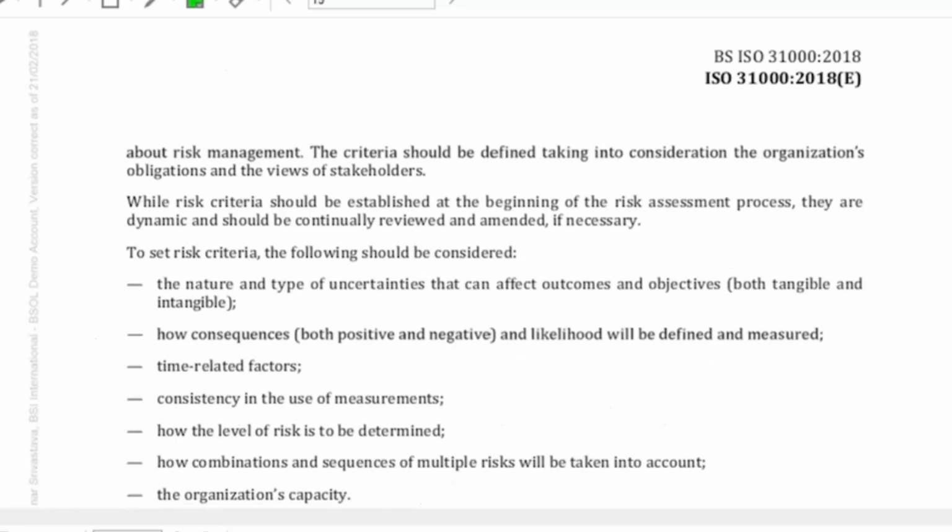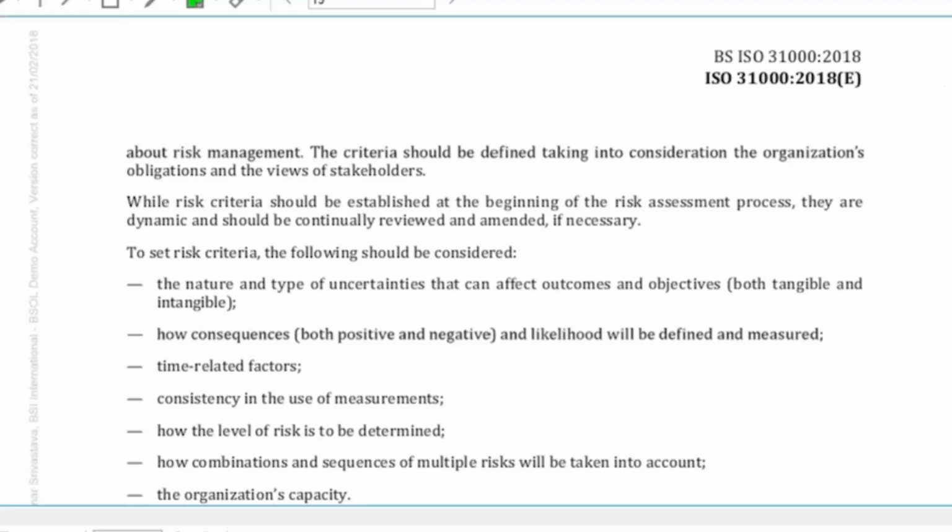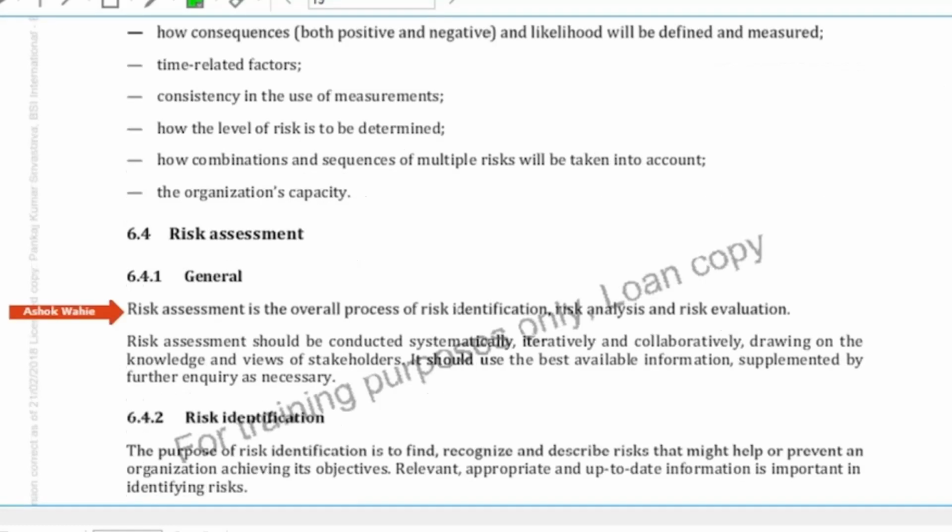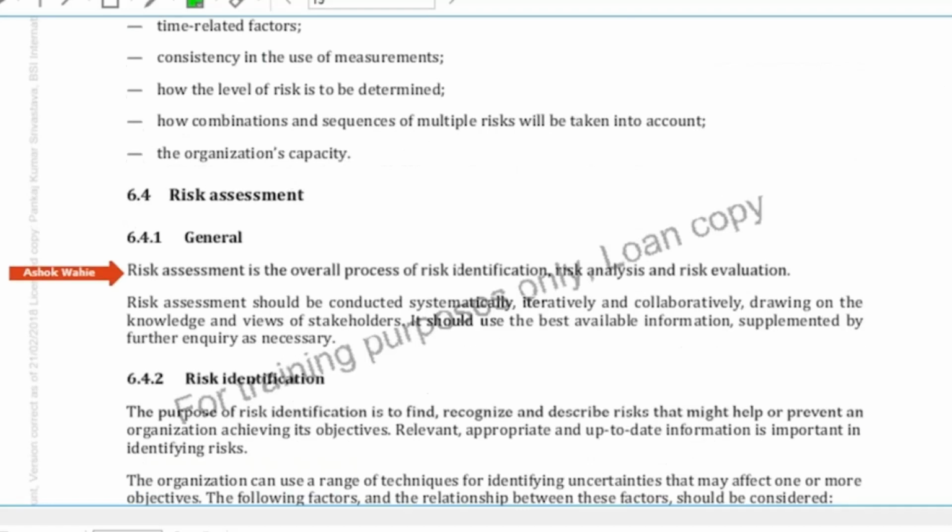Take a minute to read risk assessment. What is the purpose of risk assessment, or what does risk assessment involve? Please read this first statement. So, as I mentioned to you, risk assessment consists of three processes: risk identification, risk analysis, and risk evaluation. Each one of these stages has a very distinct purpose. What do we do in risk identification? What do we do in risk analysis? And what do we do in risk evaluation? We will go into greater detail.